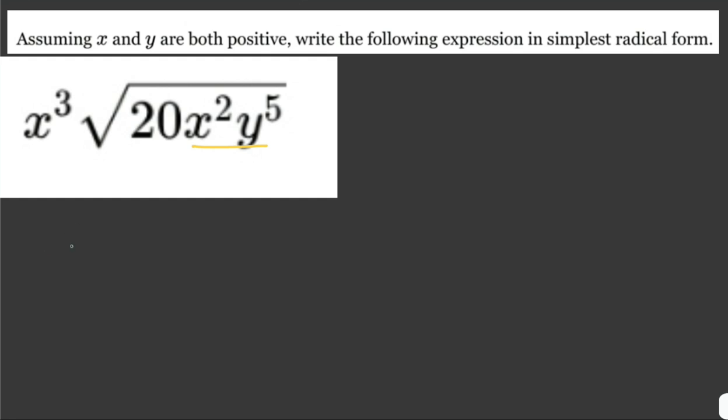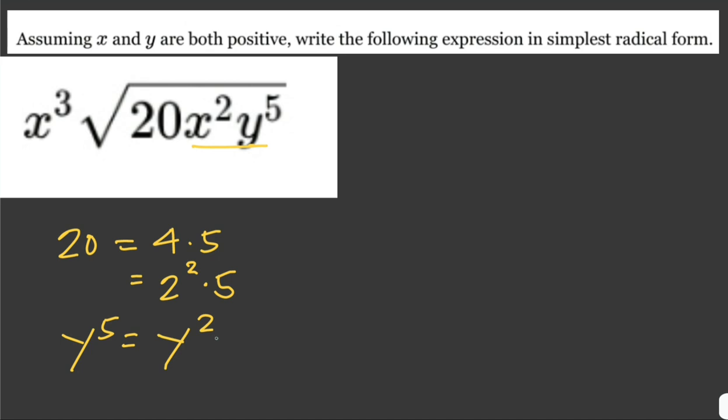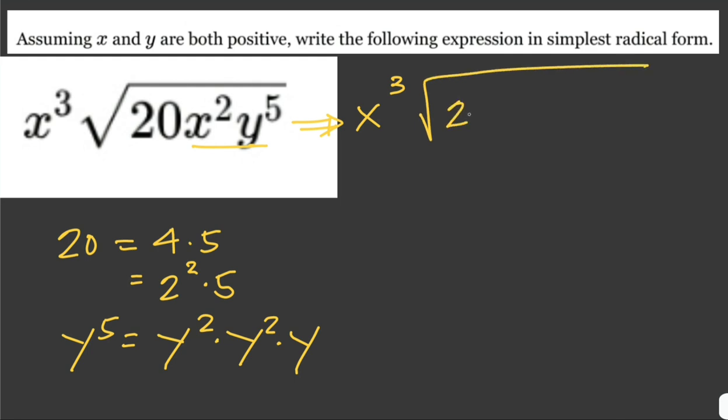Right, so what are the factors of 20? 20 can be 4 times 5, and 4 is just 2 squared, times 5. And then y to the 5th, we can write as y squared times y squared times y. Now we can write this expression as x cubed, we just copy x cubed because that is already outside the radical, times the square root of 2 squared times 5 times x squared times y squared times y squared times y.